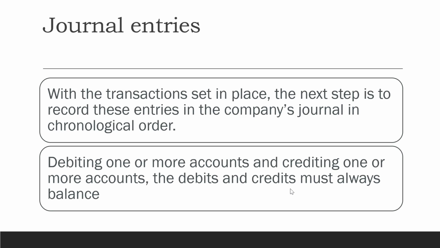Yes, sir. With the transaction set in place, the next step is to record these entries in the company's journal in chronological order, debiting one or more accounts and crediting one or more accounts. The debits and credits must always balance. Journal entries always have a dual aspect, which means that one account is debited and another account is credited. So this has to be ensured.